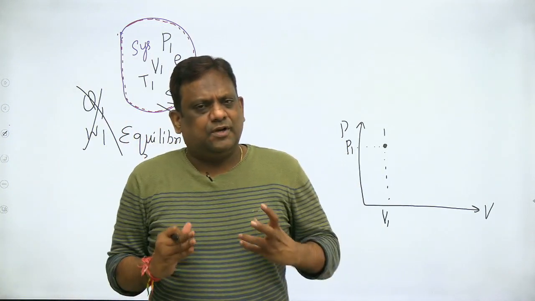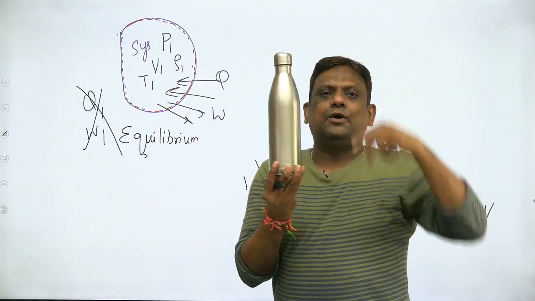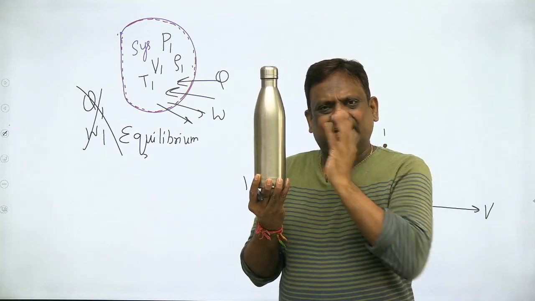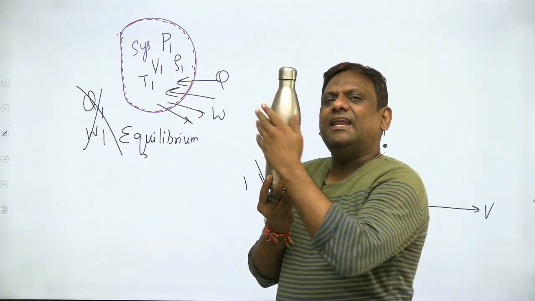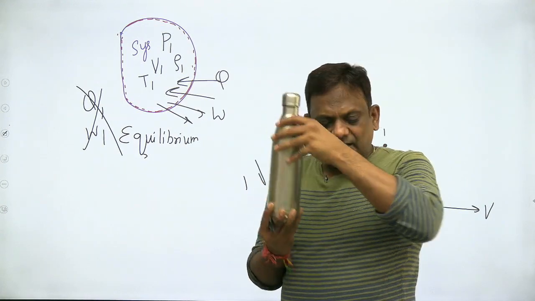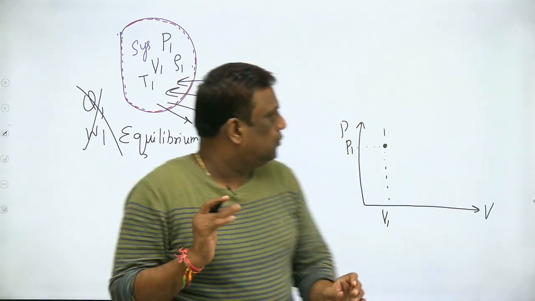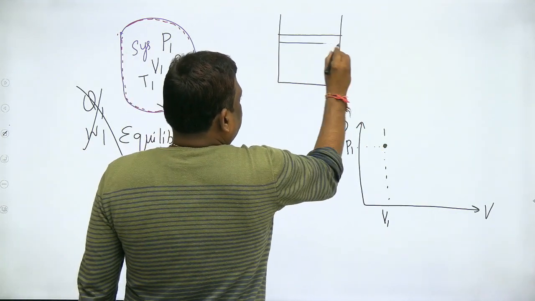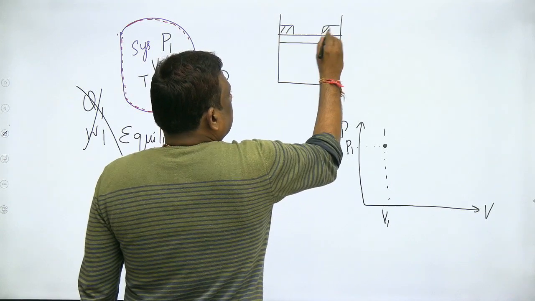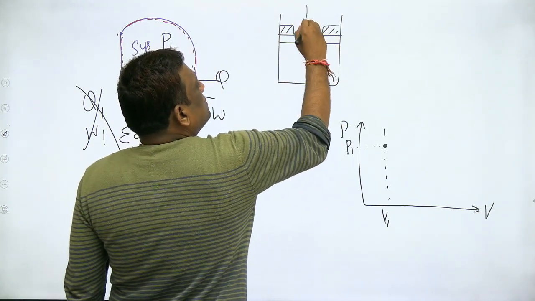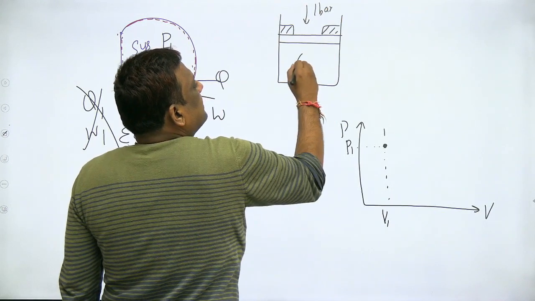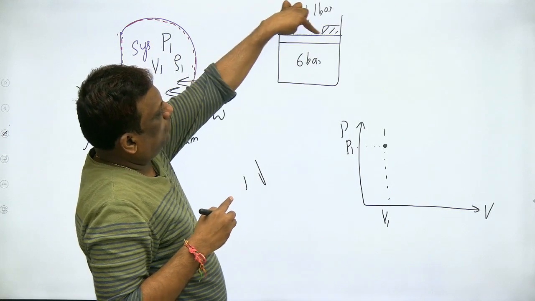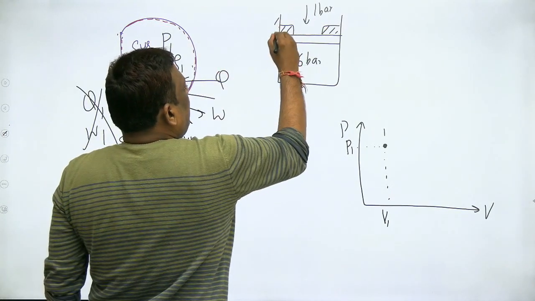Why only with a process? Because, for example, the system is absolutely in equilibrium: pressure P1, volume V1, temperature T1, density ρ1. There is nothing like heat and work. Now, originally, let us say it is insulated. Listen carefully, there is a system. Outside pressure is 1 bar. Inside there is a gas at 6 bar. You may be wondering, if there is 6 bar, it should move up. I'm holding it with stops.